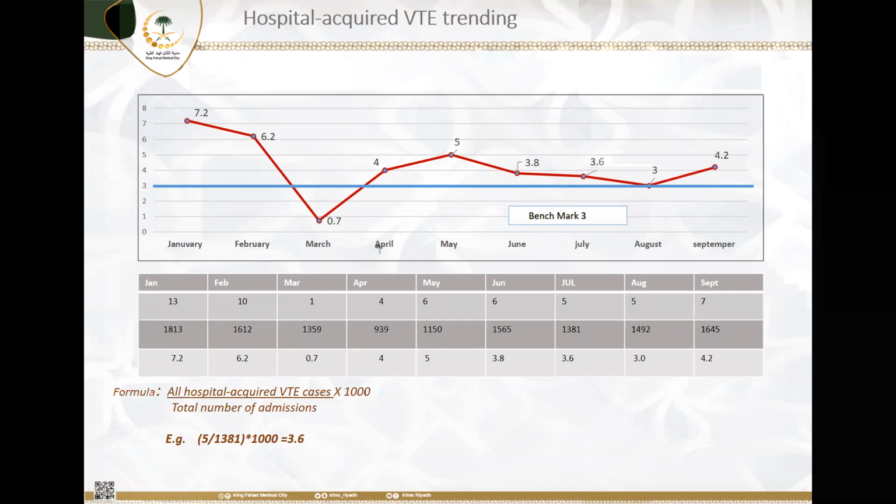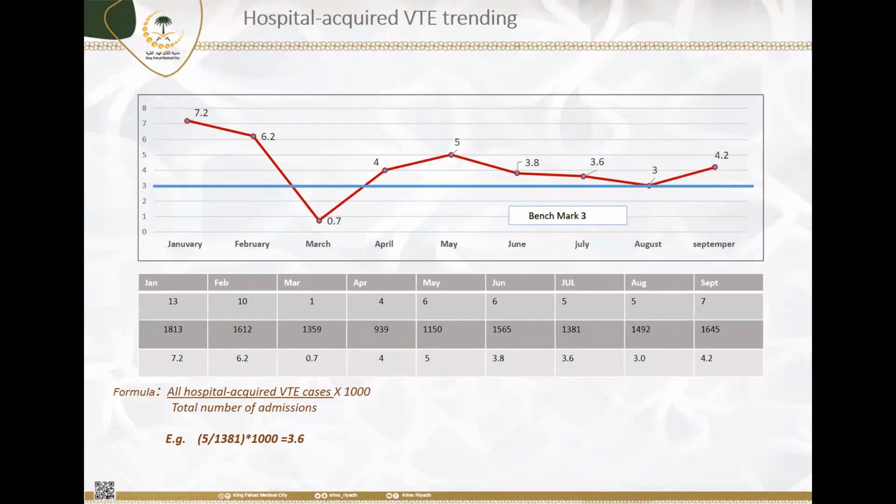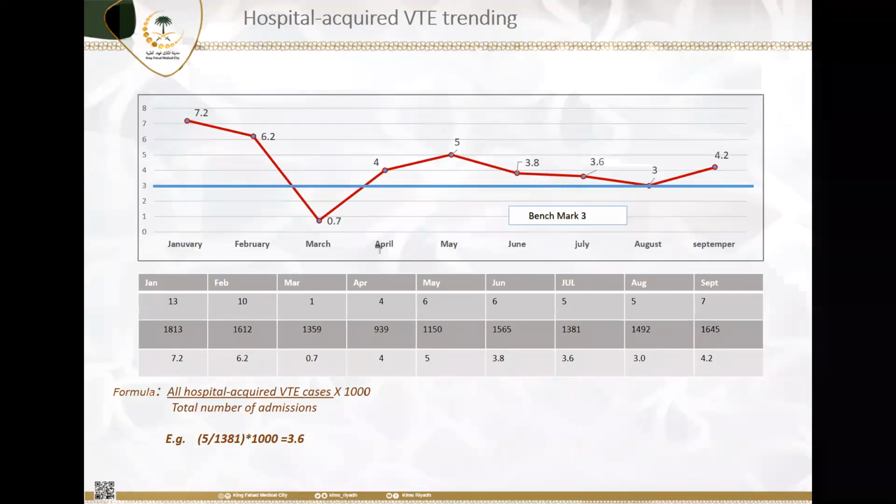Remember, they compare KFMC with other secondary care and tertiary hospitals. Our hospital is one of the largest tertiary care hospitals. We have more complex cases. Also, the COVID pandemic affected the incidence of hospital-acquired VTE. What do we mean by hospital-acquired VTE? There is a case definition criteria: the patient developed VTE after 72 hours of hospitalization.